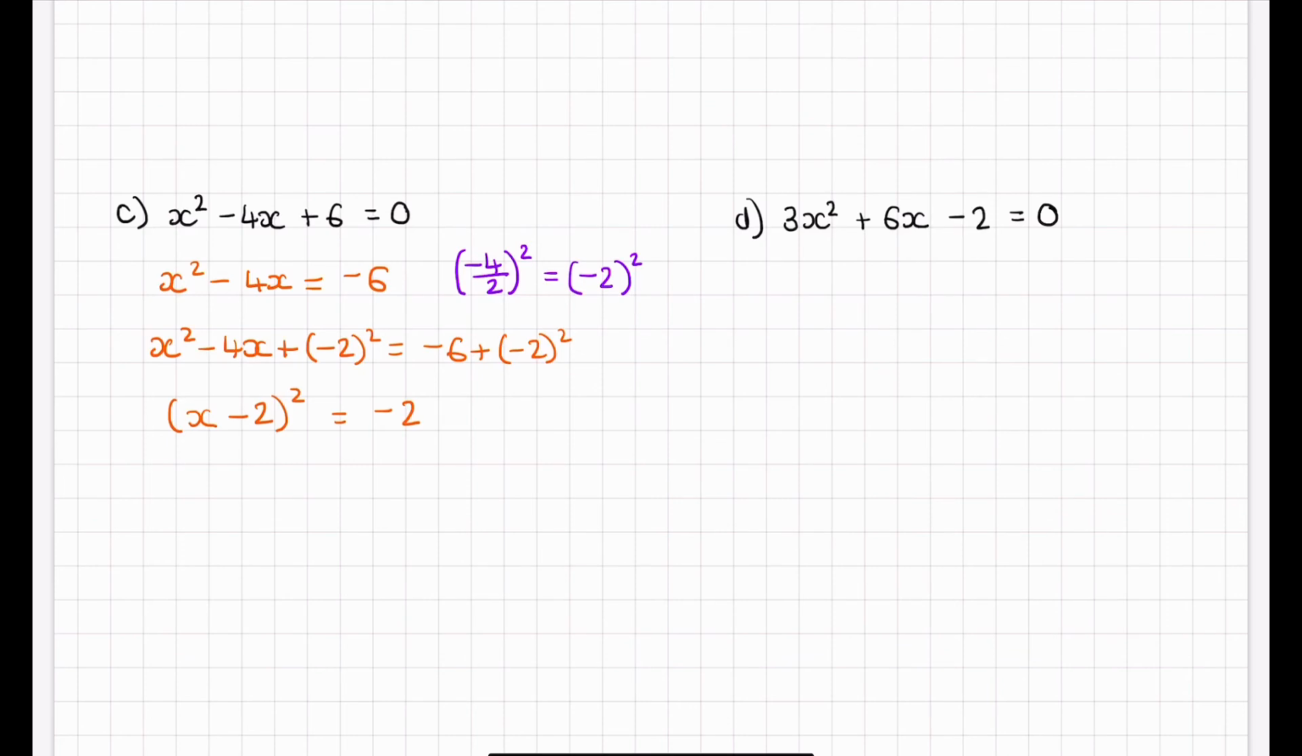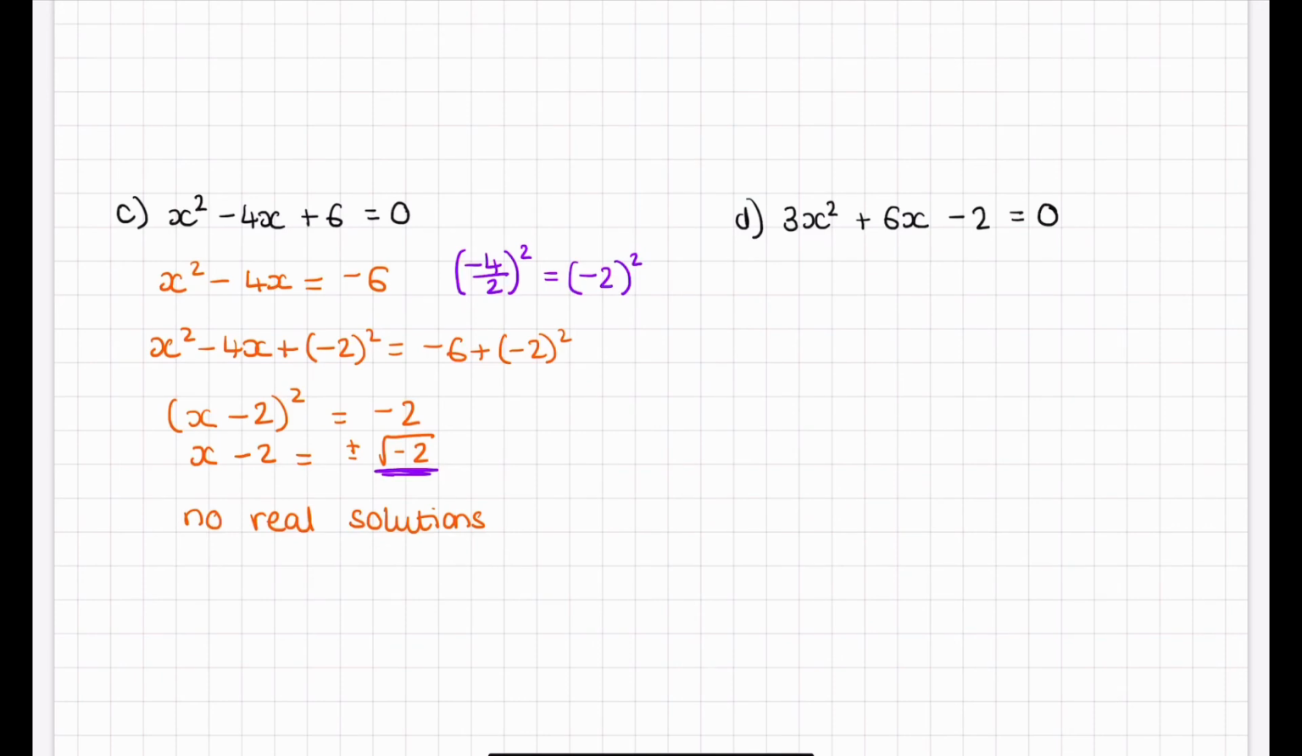Now we can rearrange this. So we'll have x minus 2 equals plus or minus the square root of negative 2. Now from here, we just need to stop there because we have the square root of a negative number and it's not possible. It means there are no real solutions. Because it's a negative underneath the square root, we can't solve that, so you have to remember that's a no real solution answer.